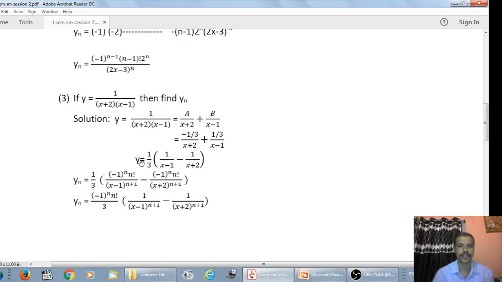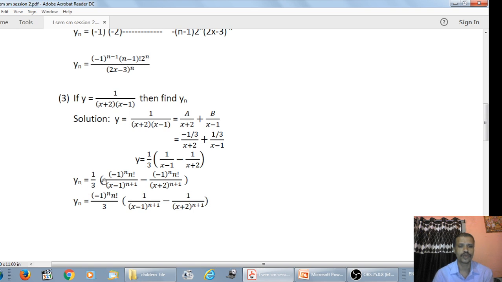Now take 1 by 3 common, 1 by 3 into 1 by x minus 1, first write positive value, 1 by x minus 1 minus 1 by x plus 2, and this is our given function. By using partial fractions, I get the split form of the given function.